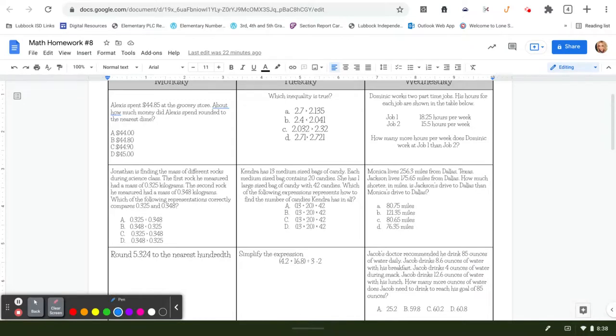Okay. Let's start with yesterday's. That was Monday. The first one says Alexis spent $44.85 at the grocery store. About how much money did Alexis spend rounded to the nearest dime? So all we're doing here is rounding this number, $44.85 to the nearest dime.